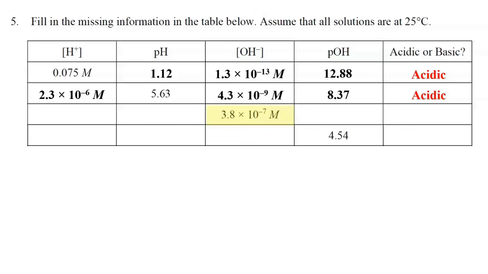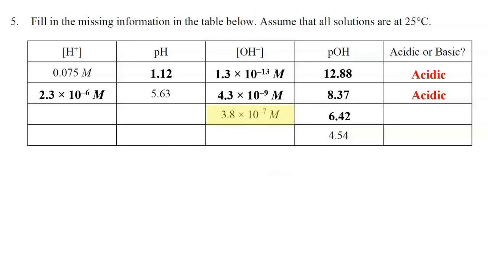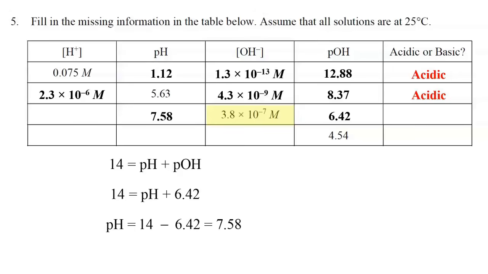If I take the negative log of that number, I will get the pOH. So the negative log of 3.8 times 10 to the negative 7, when I round that off to 2 decimal places, would be 6.42. So the pOH of 6.42 would be classified as 2 significant digits. Now, to move on to the next part of the row of the table, the pH is 14 minus the pOH. So 14 minus 6.42 is equal to 7.58.